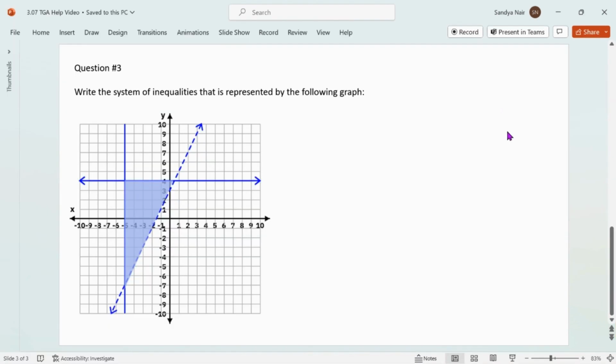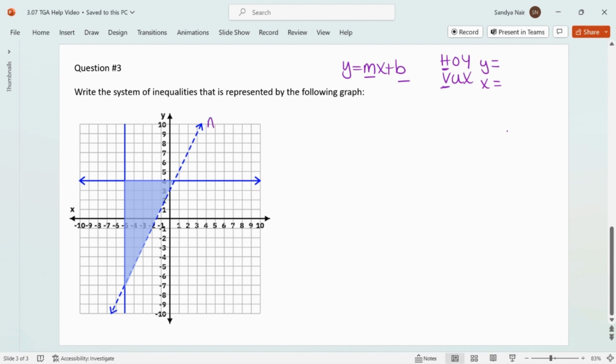So it gives us the graphed system of inequalities, and now we need to write the system of inequalities represented by this graph. The thing you really need to remember here is slope-intercept form, y equals mx plus b. Remember that m is the slope and b is the y-intercept. Also remember for our special lines, our horizontal and vertical lines, that they have special equations. If it's horizontal, it's going to be a y equals equation. And if it's vertical, it's going to be an x equals equation.